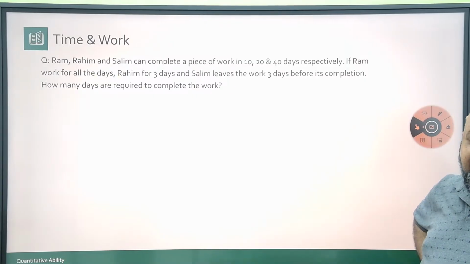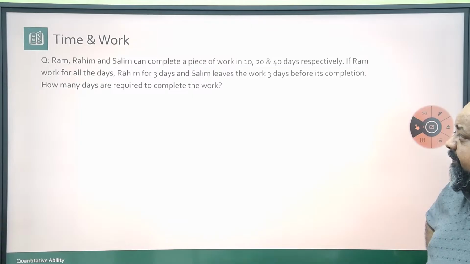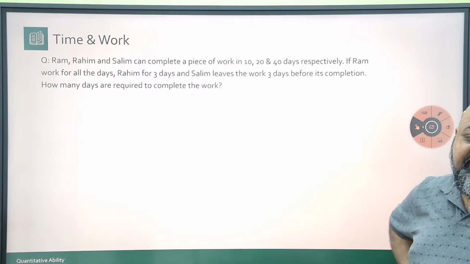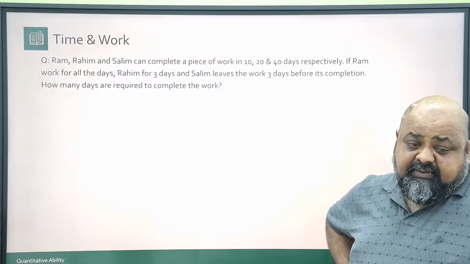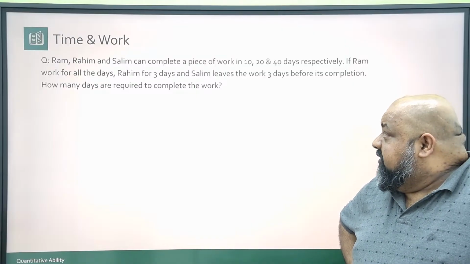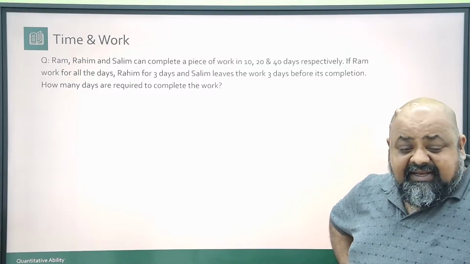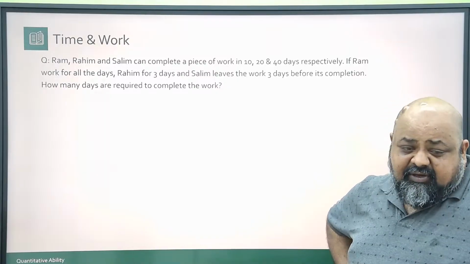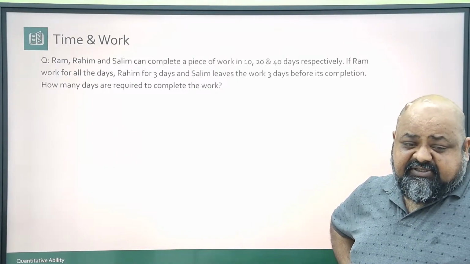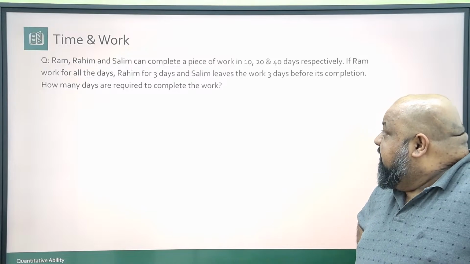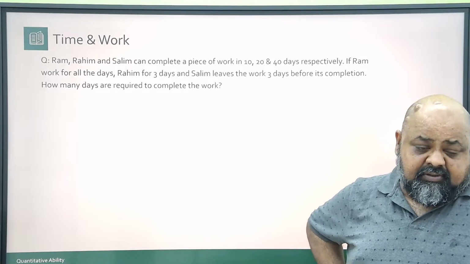They can complete the work in 10, 20 and 40 days respectively. Now, how they work is they don't work together, but Ram works for all the days, Rahim works for 3 days and then leaves. So basically all the three start working together. Ram continues working, Rahim works for the first 3 days and then leaves. Salim leaves the work 3 days before its completion.